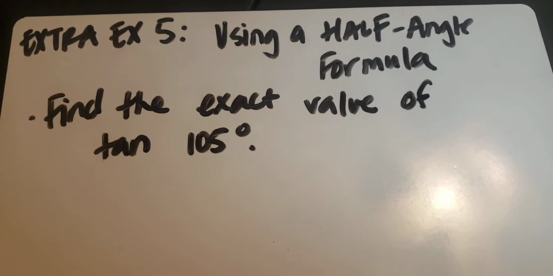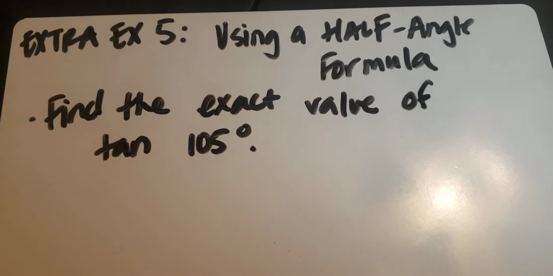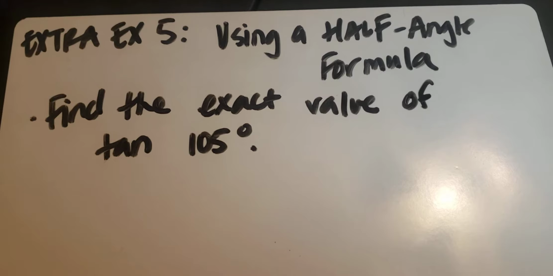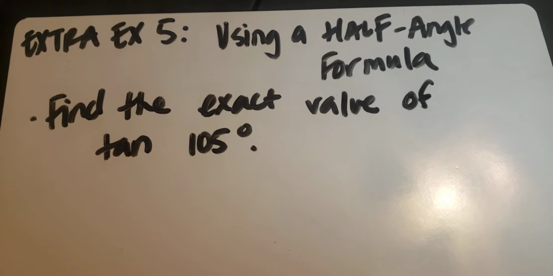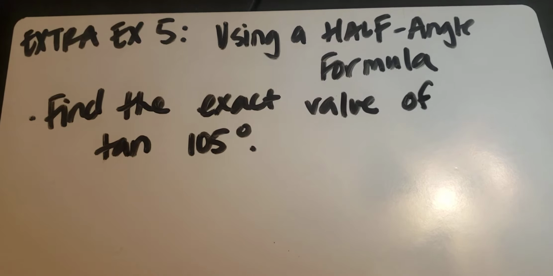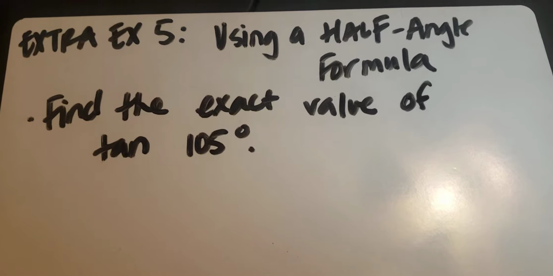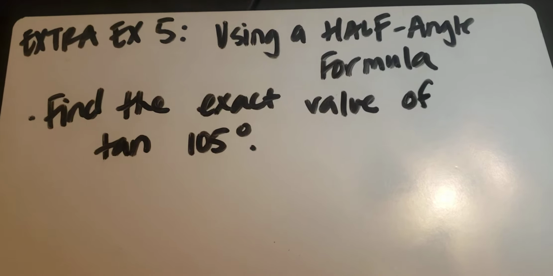Real quick, if you notice the sine and the cosine formulas, those say positive and negative. That's because it depends on which quadrant u over 2 lies in. Depending on where u over 2 lies, it's either going to be positive or negative. For tangent, it doesn't say positive or negative, so it's just going to be positive no matter what.